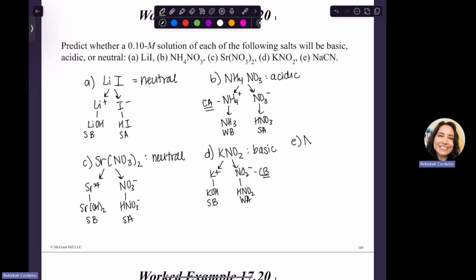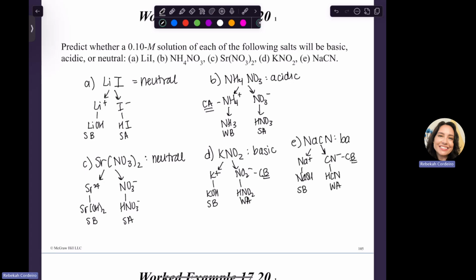Then we have NaCN. So sodium comes from sodium hydroxide, which is a strong base. So no pH changing properties there. And cyanide comes from hydrocyanic acid, which is a weak acid. We know that because it's not strong, so this means it's a conjugate base, which means it is basic. That's how you would go about solving without doing the whole ice table and pH calculations.